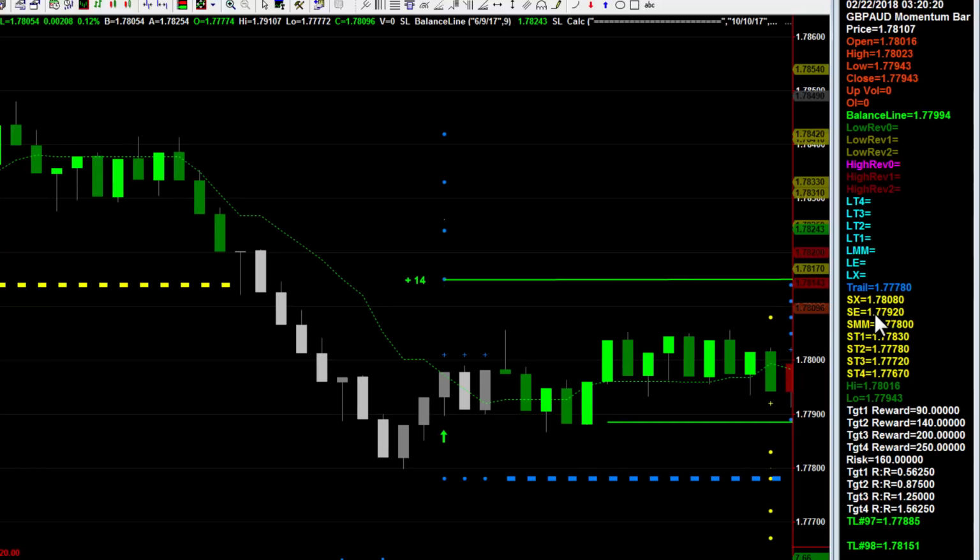The entry's at 77.92. We subtract 2 pips from the short entry, so it would be at 77.90, and then 1 pip off of that multiple of 5, right? 77.90.